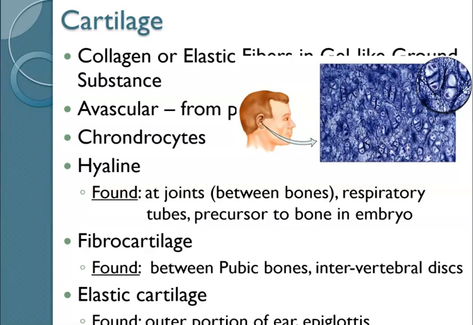The epiglottis makes sure that food and water do not go into our larynx. It shuts it off and directs the food and water down into the esophagus, right? So at the top of the larynx. So those are the three types of cartilage.